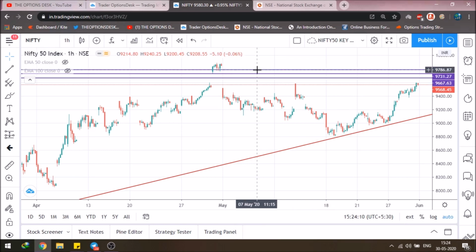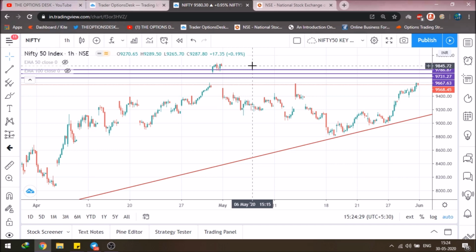So you have to plot it correctly. If you are plotting it wrong, you might miss out the levels, or you can get into a late entry, or you might take a late exit when the reversal has already taken place. So make sure you are plotting the levels correctly. If you don't know how to plot the levels, I will add the video link in the description, and I will also tell how to plot the levels later.